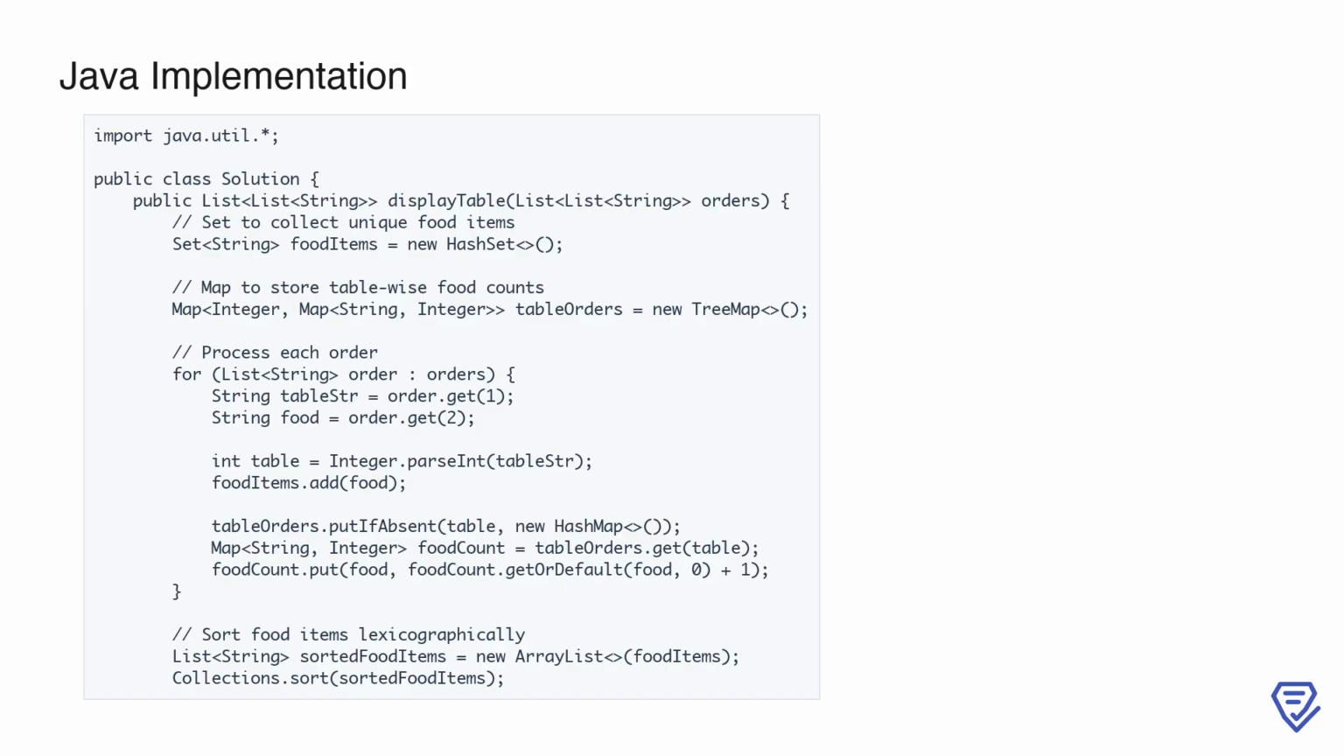After that, we update the count of the specific food item for the current table using the getOrDefault method. Finally, once all orders are processed, we convert the food items set into a list and sort it lexicographically using Collections.sort. This ensures the food items appear in alphabetical order for the final output.